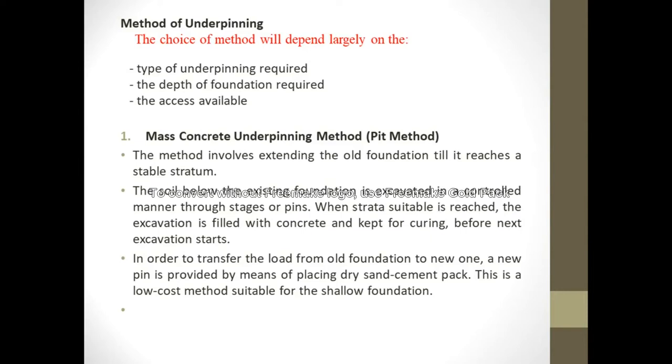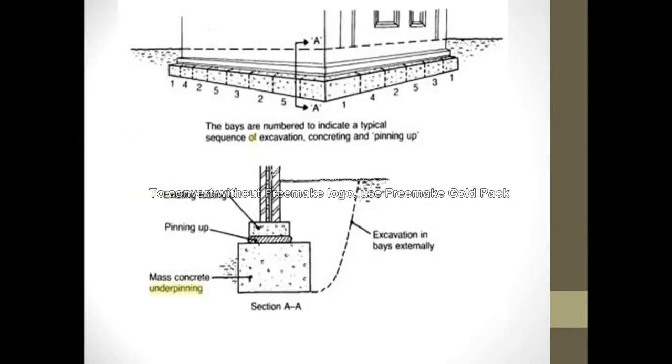The first method of underpinning is the mass concrete underpinning method or pit method. The method involves extending the old foundation till it reaches a stable stratum. The soil below the existing foundation is excavated in a controlled manner through stages or pins. When a suitable stratum is reached, the excavation is filled with concrete and kept for curing before the next excavation. In order to transfer the load from the old foundation to the new one, a new pin is provided by means of placing dry sand cement pack.